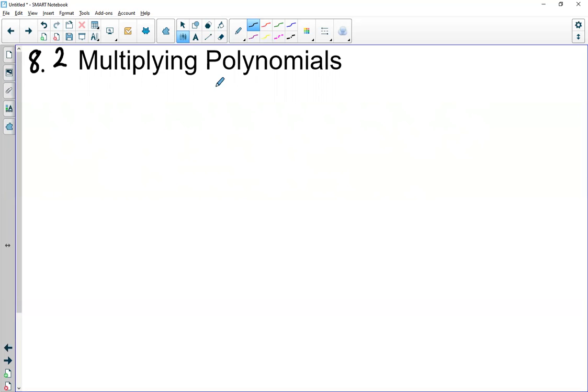All right, number 8.2, multiplying polynomials. So first concept is just distribution. So like number 1, x squared times 6x squared.